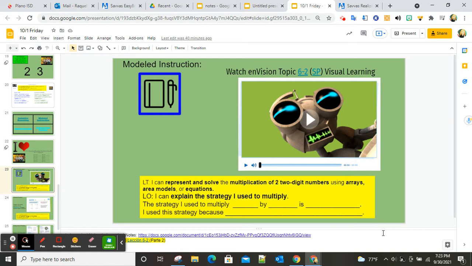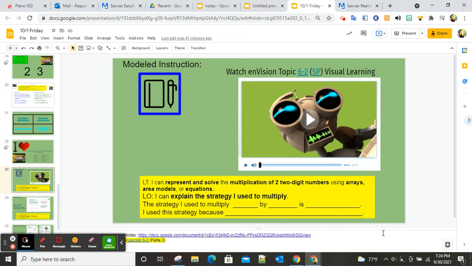We are talking today about arrays and area models and using them to solve multiplication problems. Here is our learning target for the day. I can represent and solve the multiplication of two-digit numbers using arrays, area models, or equations.